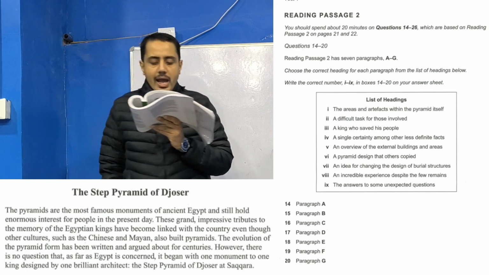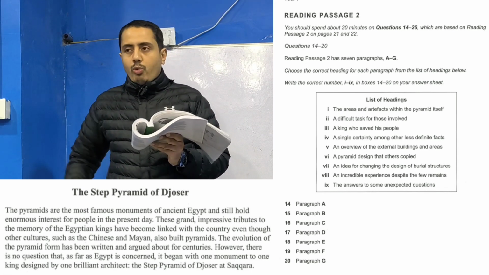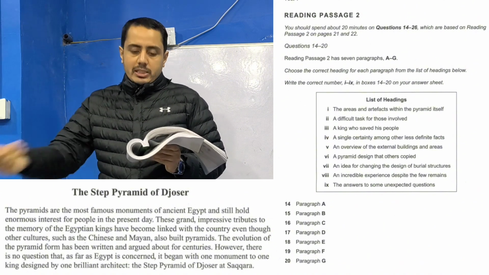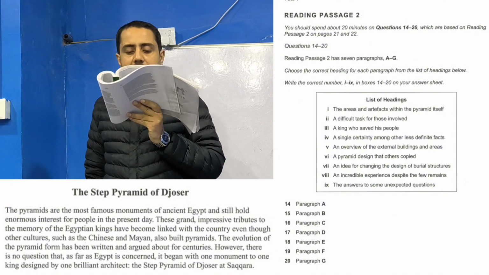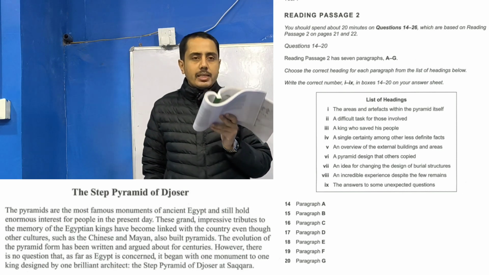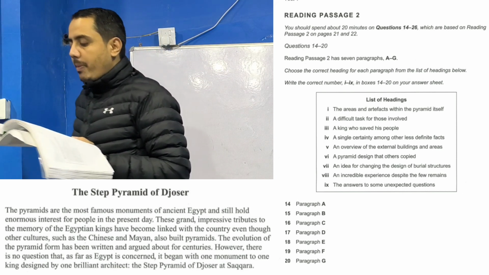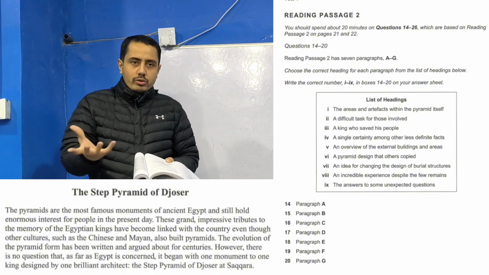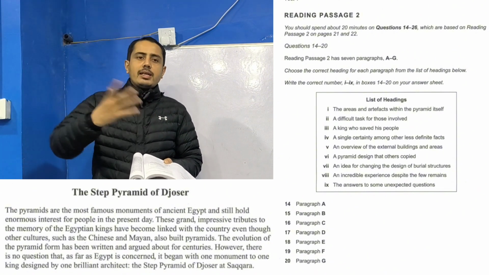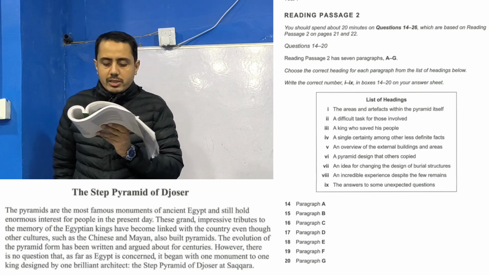Number 5, an overview of the external buildings and areas. Again, what is outside the pyramid? It is not mentioned in the first paragraph. Number 7, an idea of changing the design of burial structures. So changing of the design. Now in the first paragraph they just say pyramid. Before pyramid were there cones, or before cones were there cylinders? It is not mentioned. It just says pyramid. So change or did not change, who knows.